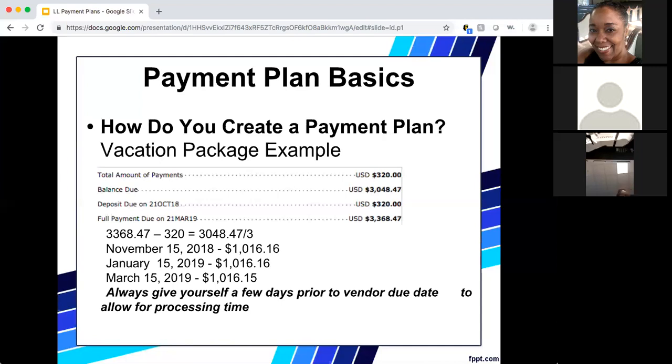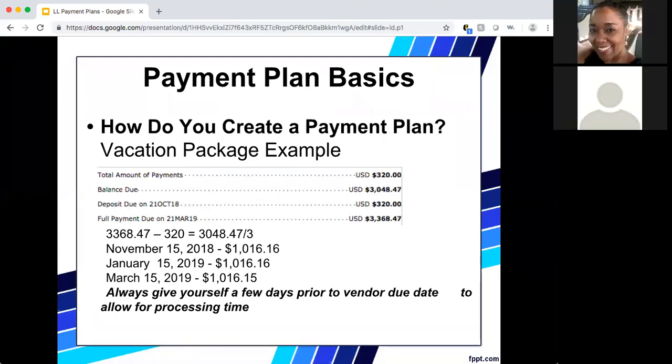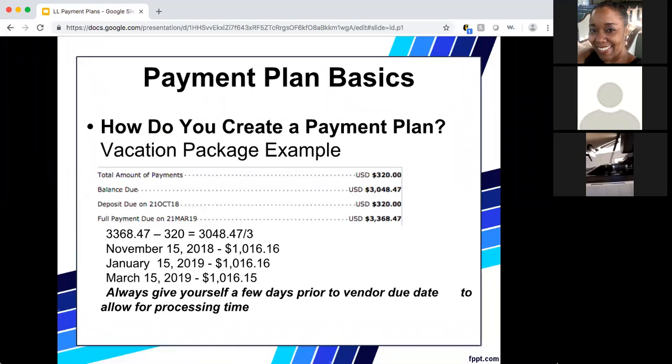So I moved that final payment date back to March 15th, again, to give both my client and myself processing time in case something were to come up. Now, they weren't as concerned about what the exact payment was down to the cent. So I just divided that total by 3. We did a November payment of $1,016.16, a January payment of that same amount, as well as that final March payment, which happened to be $1,016.15. But you want to pay attention to what's manageable for your client.